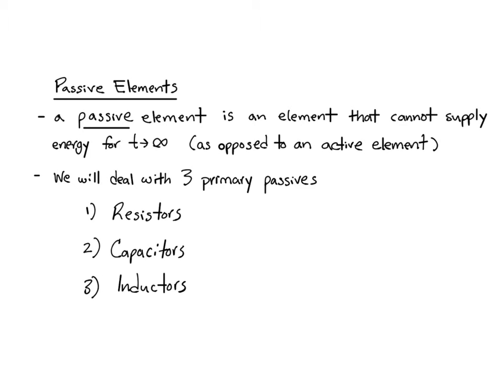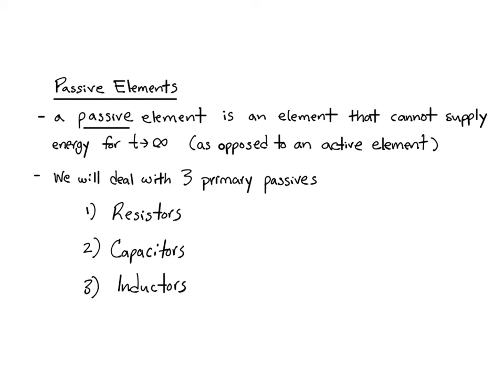Okay, this module is going to overview the three basic passive elements that we're going to discuss in this class. So in this context, a passive element is an element that cannot supply energy for an infinite amount of time. Generally, we think of passive elements as absorbing or storing energy. The ones that can store energy can release that energy, which means it would be a negative power, but for a very finite amount of time. So a passive element cannot supply energy for an infinite amount of time.